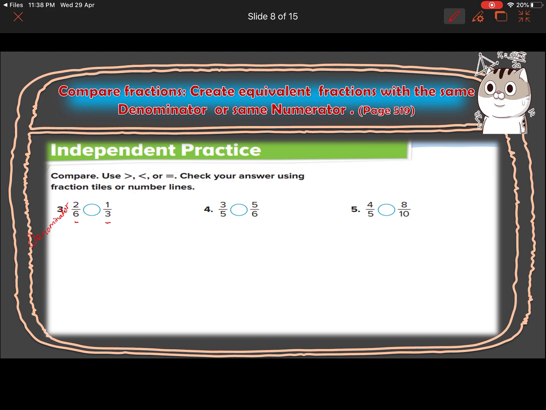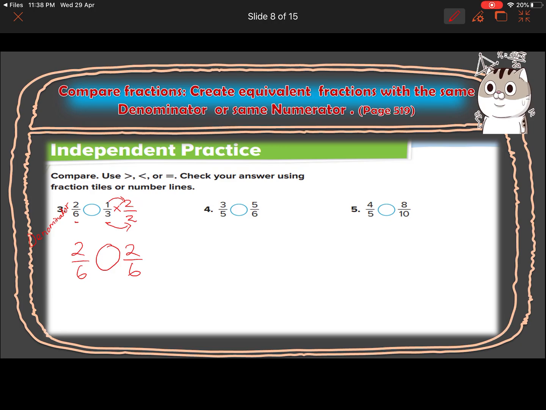Yes, you are right. It's 2. So we are going to multiply and divide 2 by 1/3. Okay, now I will write down the fraction again. 1 multiplied by 2 gives you 2 and 3 multiplied by 2 gives you 6.